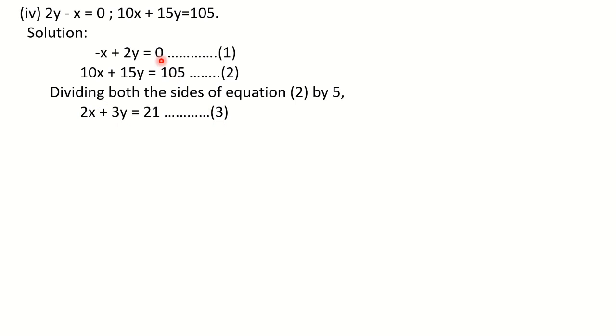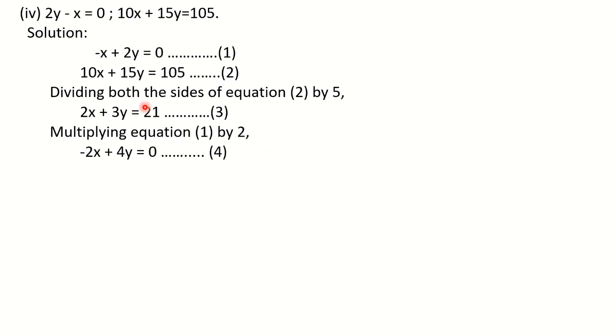Now consider equation number 1 and equation number 3. Observe the coefficients here. If we try to equate the coefficient of y, we have to multiply both the places. Instead, we can multiply equation 1 by 2, so that the coefficients will be equal. So when I multiply here by 2, what am I going to get? Minus 2x plus 4y is equal to 0. Again a new equation is formed, so I will give the next number, that is 4.